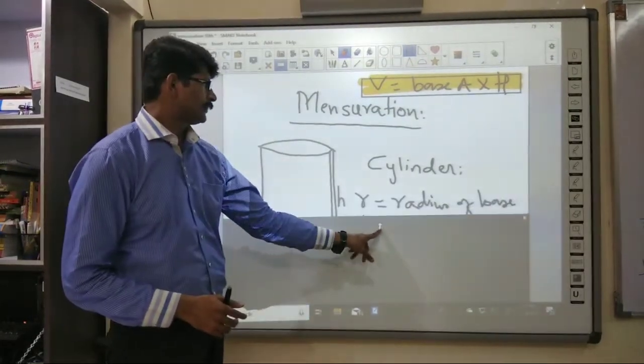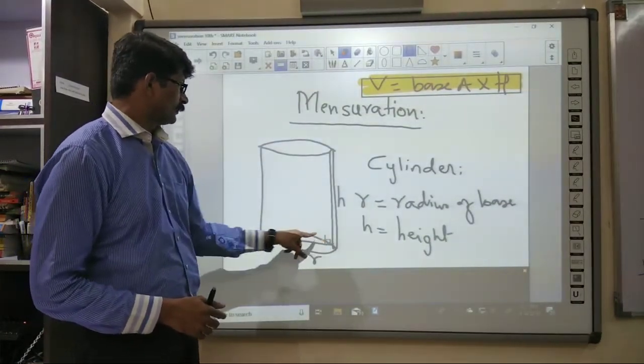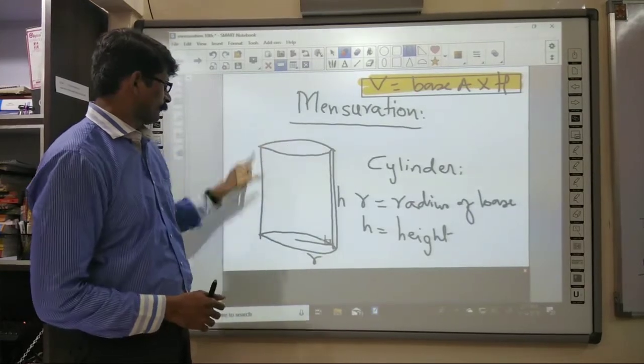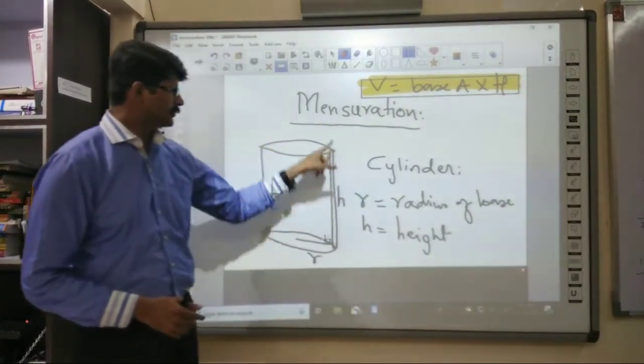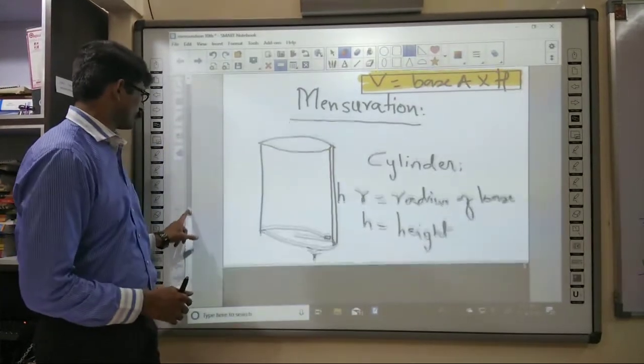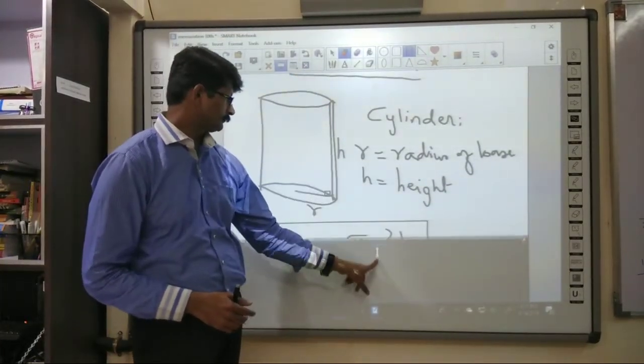So cylinder base radius would be the radius. There is a cylinder over here, I have already drawn. So this is like the radius. Radius is nothing but the radius of the base. H is nothing but the height. So what are all the formulas related to this? We're going to see one by one.